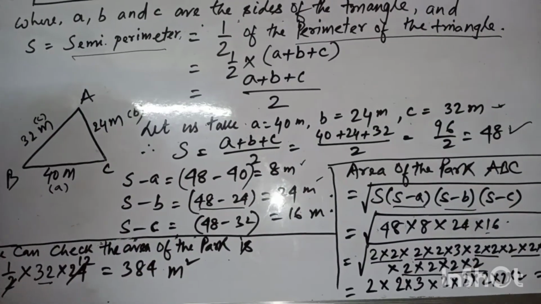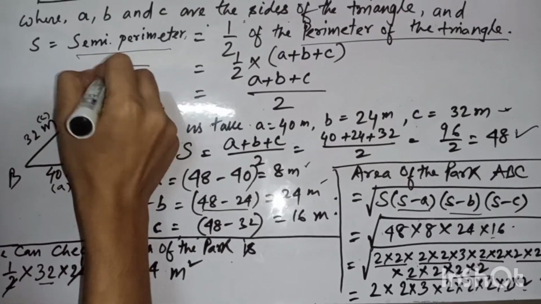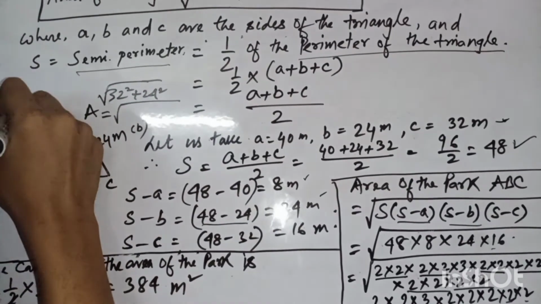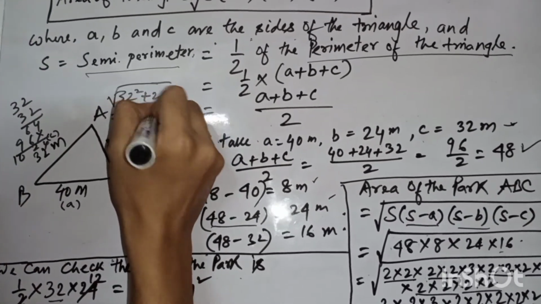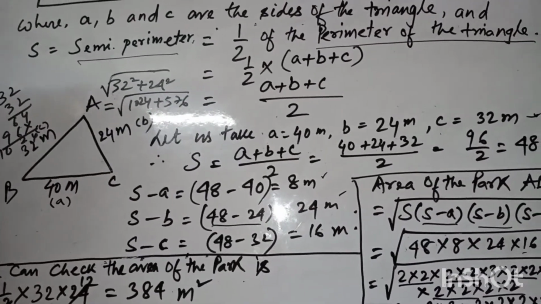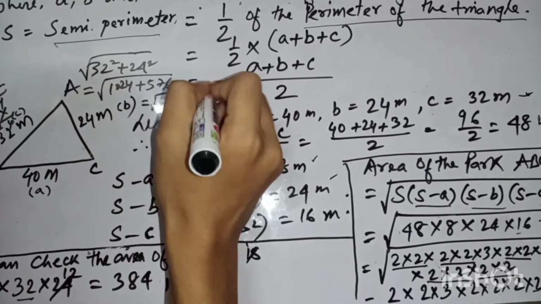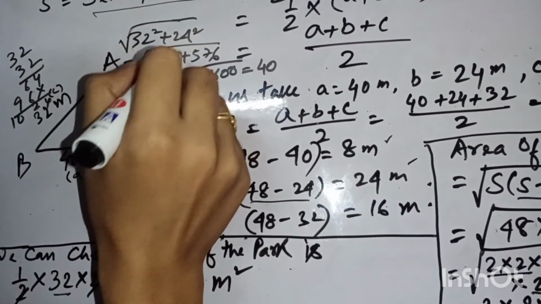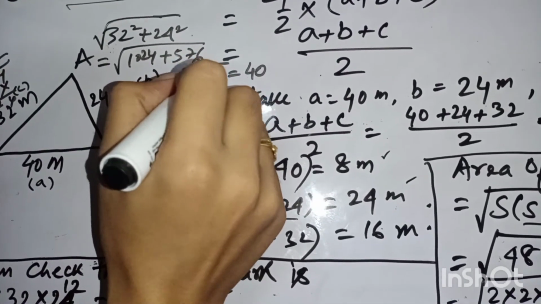Hence, this is a triangle if we take the root over of 32 square plus 24 square, that is root over 1024 plus 576, which is equal to root over 1600, that is equal to 40.